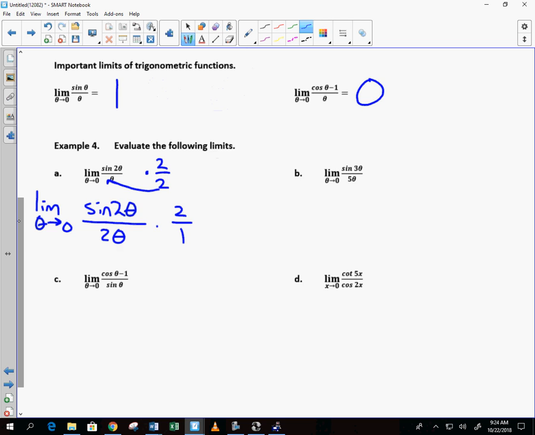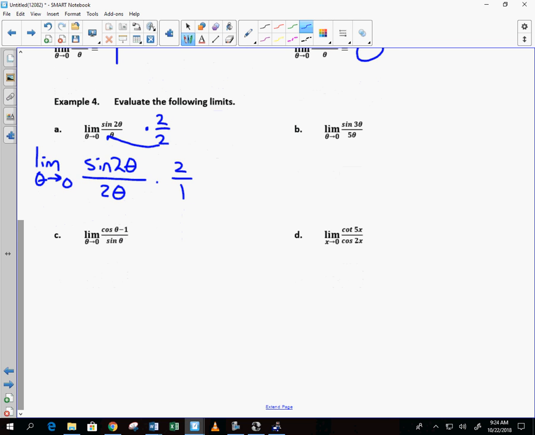So I can now determine this limit. What is the limit as theta goes to 0 of sine of 2 theta over 2 theta? 1 times 2, which is 2. What's this limit? 1. There you go.